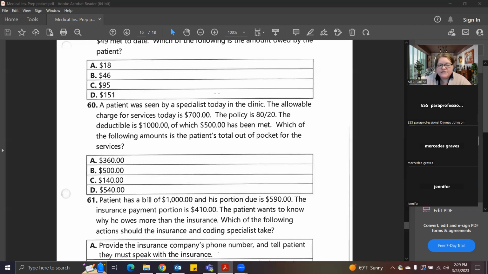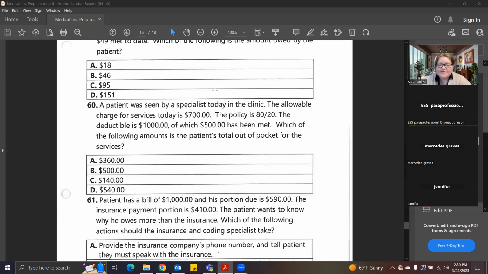So what happens, I'm going to play devil's advocate on this and go a little bit deeper. Our correct answer is B, $500. But what happens to that remaining $200 that's left on the bill? Do y'all know? I'll give it to you. That's when the insurance is going to pick up and they'll pay their 80% of that $200.